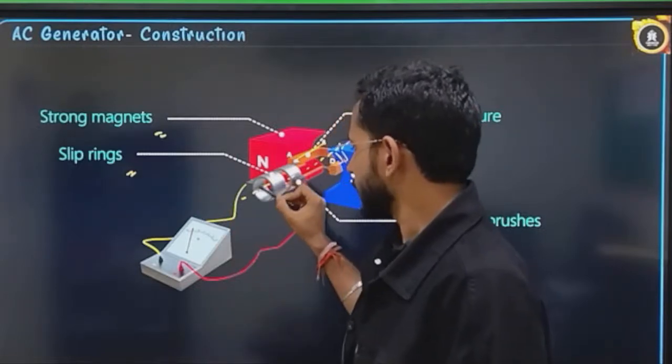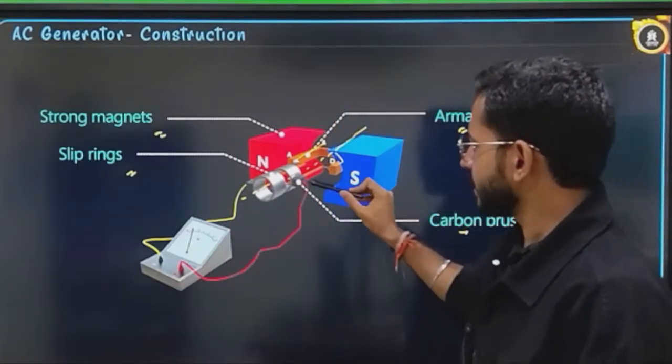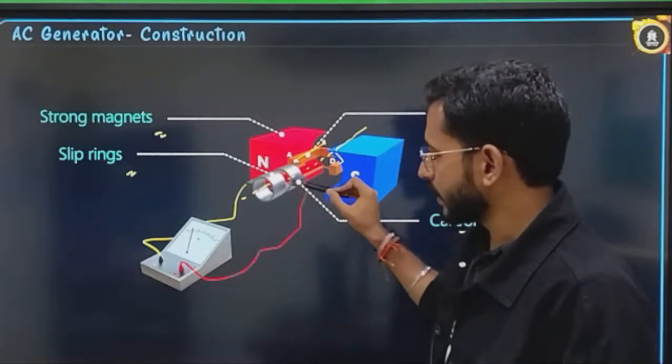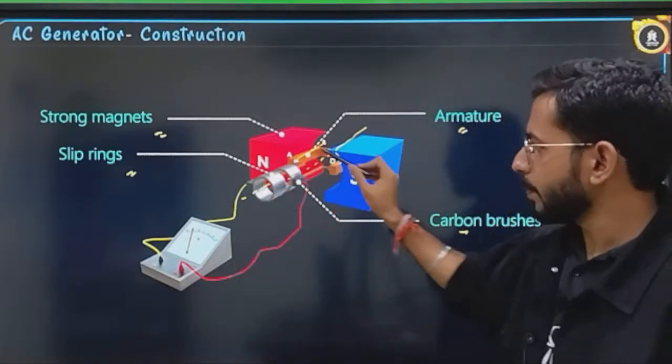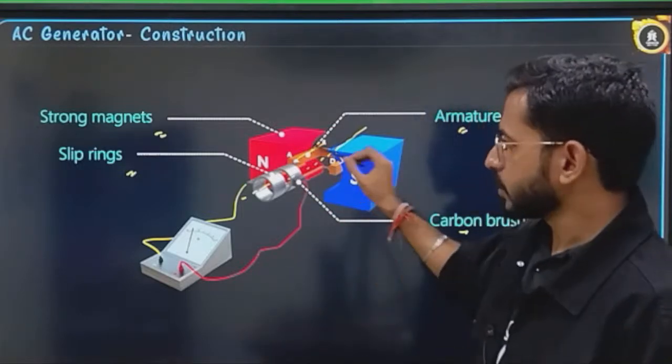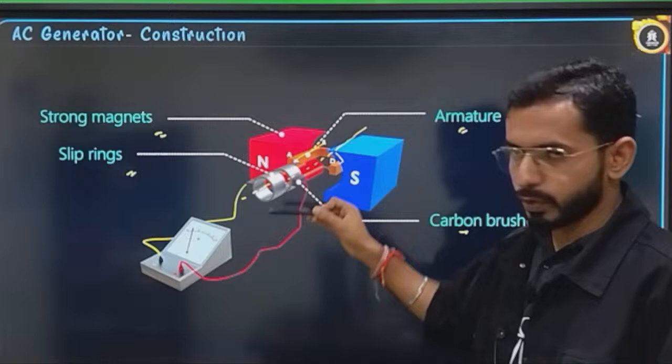Okay, this is a slip ring that always rotates. This is a carbon brush that is always connected on both sides. This carbon brush will always be in connection with both the slip rings. These are the two strong magnets, that is a very obvious thing, and this is called the armature, that is rotating.